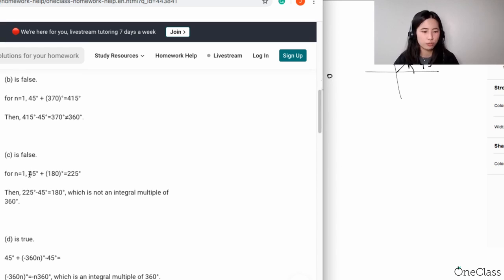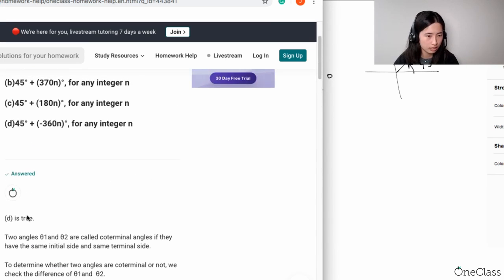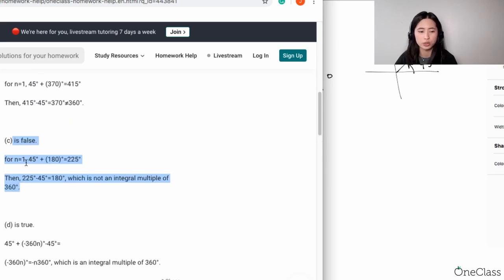Now, if you move on to part C, they're saying 45 degrees plus 180n degrees for any integer n. I think they're using 1 again for n equal to 1. Let's keep it simple. You don't have to use n equal to 2 or 3 or 5, as long as you keep it as the lowest number possible. Just keep it simple because all you want to do is identify whether your angle is going to be a multiple of 360.